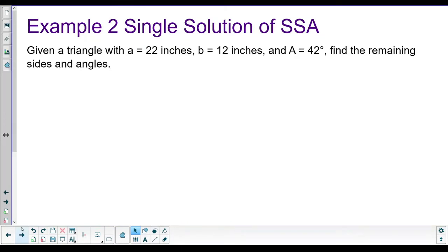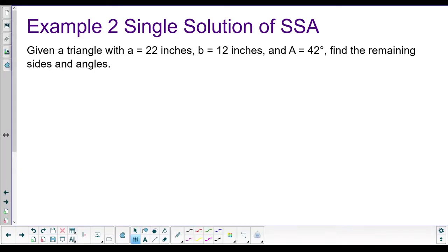All right. Let's go ahead and look at just another example. This time, instead of giving you the triangle, what I've done is I have just given you some information, and now we're going to plug it into the law of sines just to see what we get.